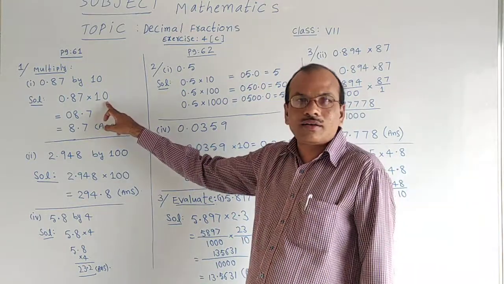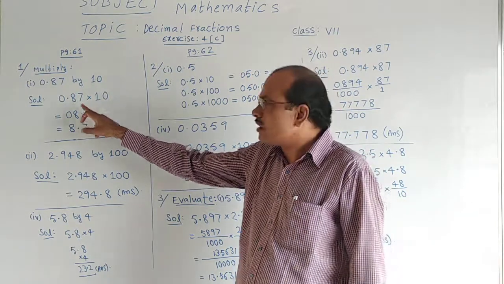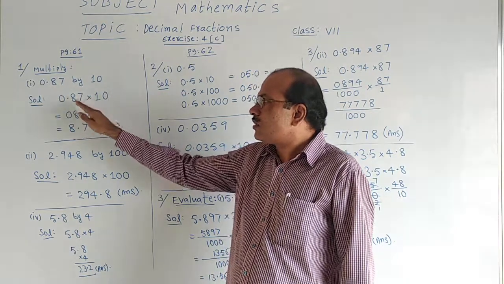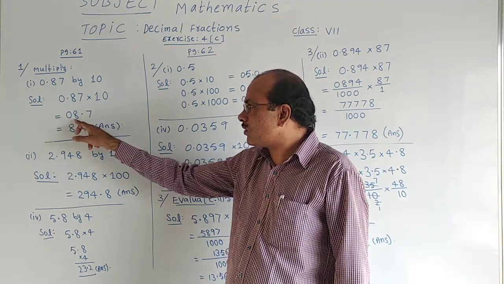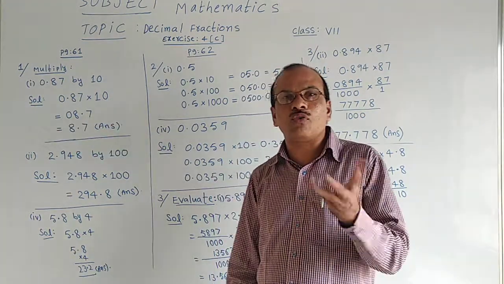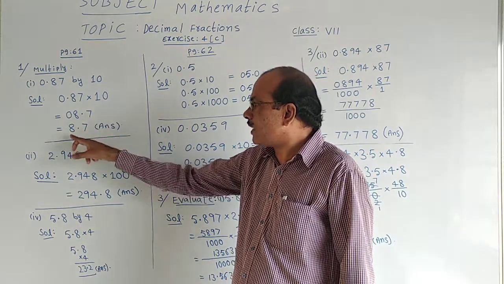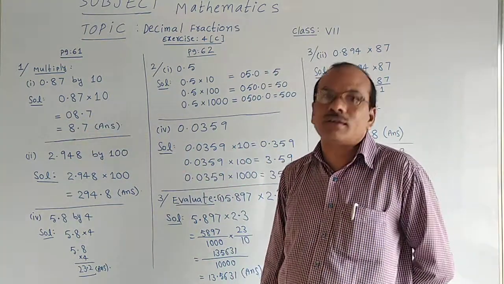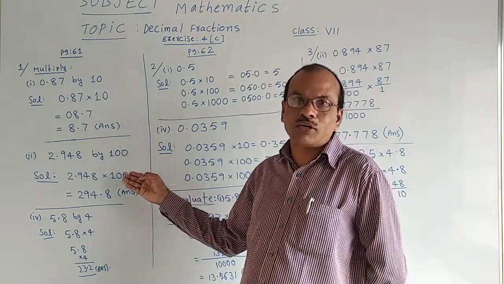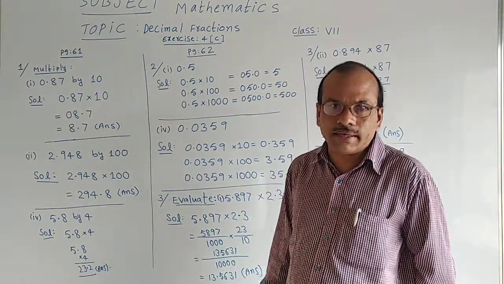Now, 10 has one 0 and of course starting 1. So this decimal point should cross one digit towards its right side, that is 0.8.7. That leftmost 0 has no value. That's why 8.7 will be the answer for us. Is it clear, students? We'll go for other sums also. By doing that, we'll understand the things very clearly.